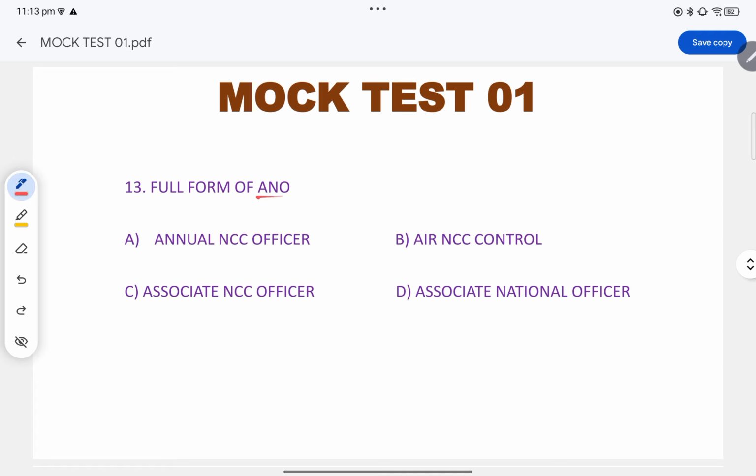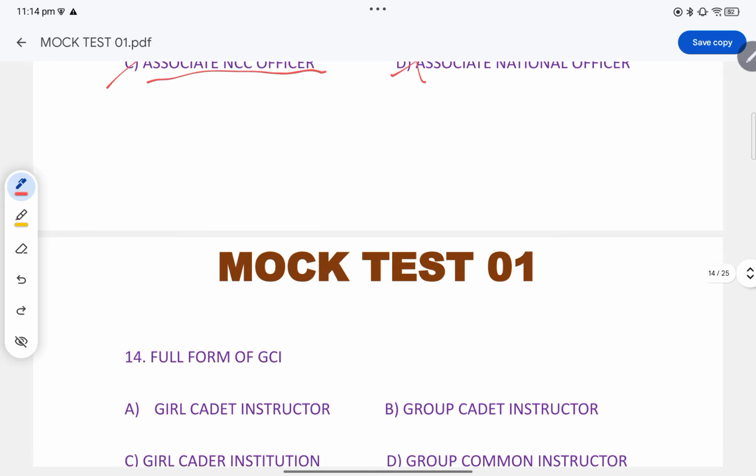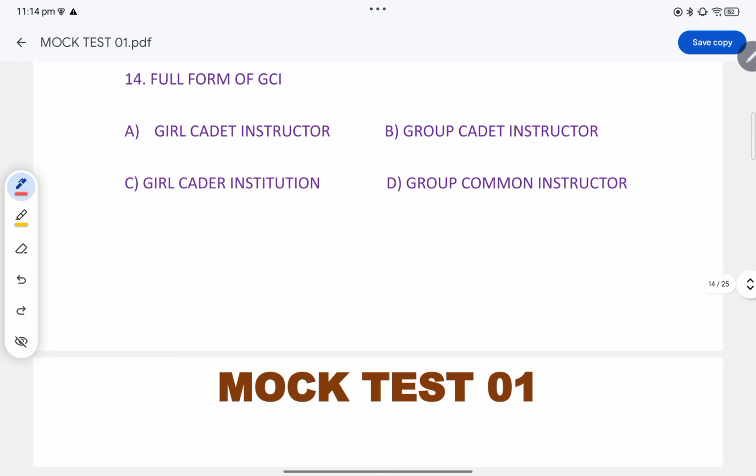What is the full form of ANO? You're in your school. I hope you have an ANO. If not, you will have a CTO, caretaking officer. Later, maybe after 1 or 2 years of joining as a CTO, he will become an ANO. So, what is the full form of ANO? ANO full form is Associate NCC Officer. It is not Annual NCC Officer, nor Air NCC Control, or Associate National Officer. It is Associate NCC Officer. You have to understand the short forms, abbreviations also.